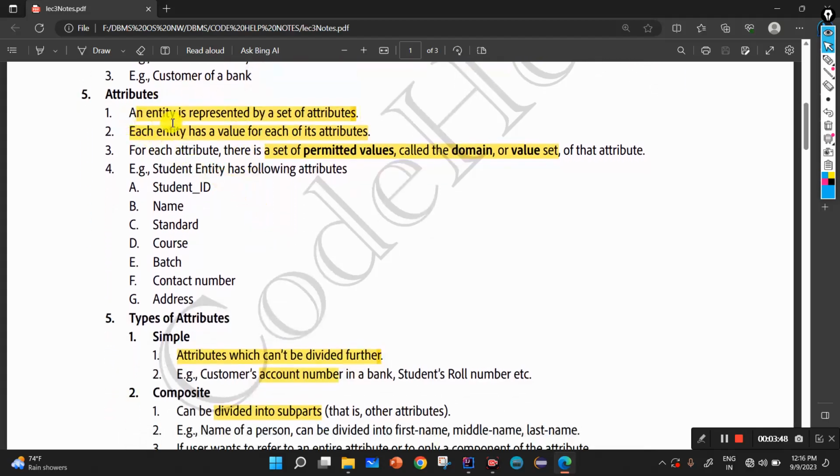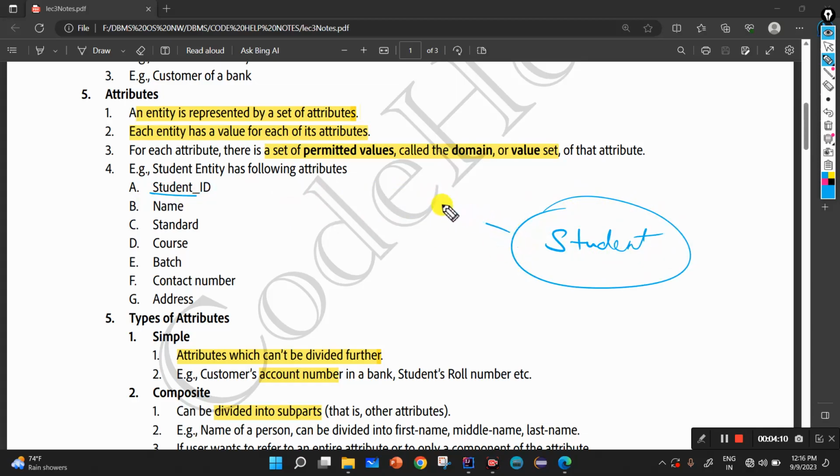Attributes: an entity is represented by a set of attributes. Each entity has a value for each of its attributes. For an attribute, there is a set of permitted values called domain or value set. For an example, student is our entity. Now attributes are like student id, student has its own id, student has its own name, standard, course, batch, contact number, address.